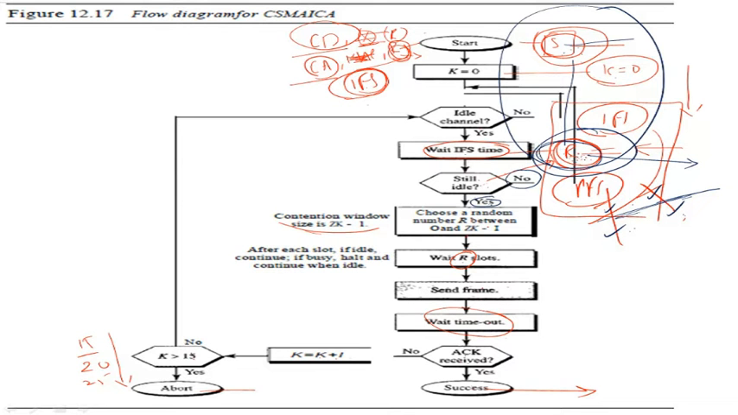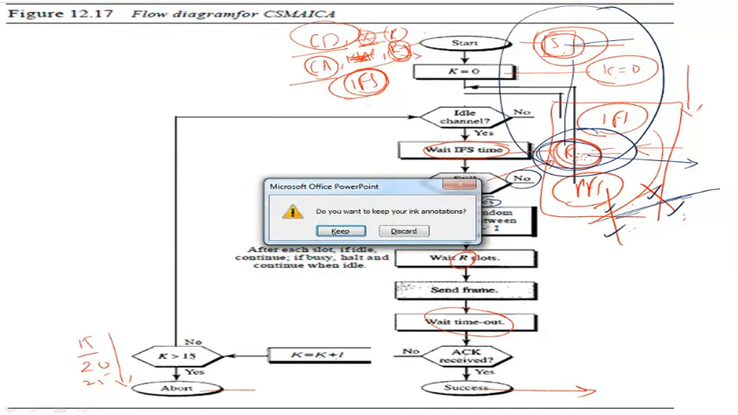Why? Because that particular information... just a minute.